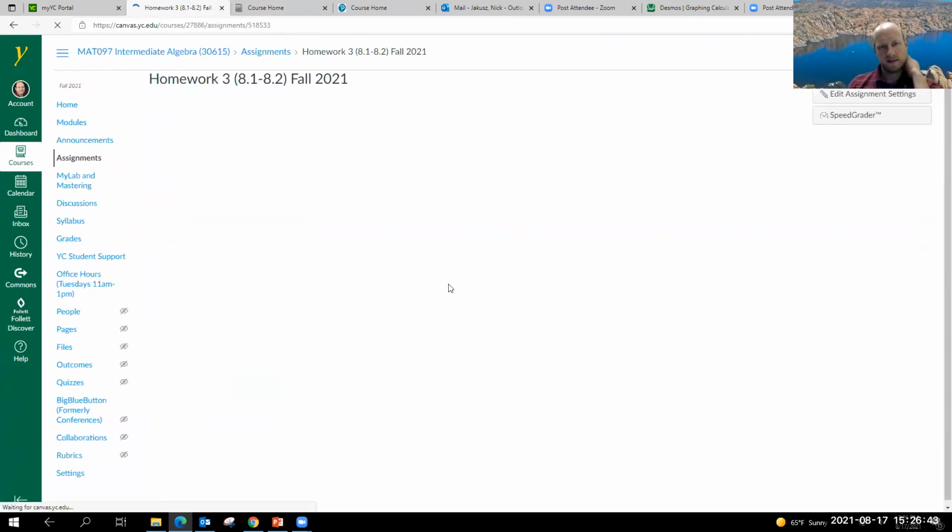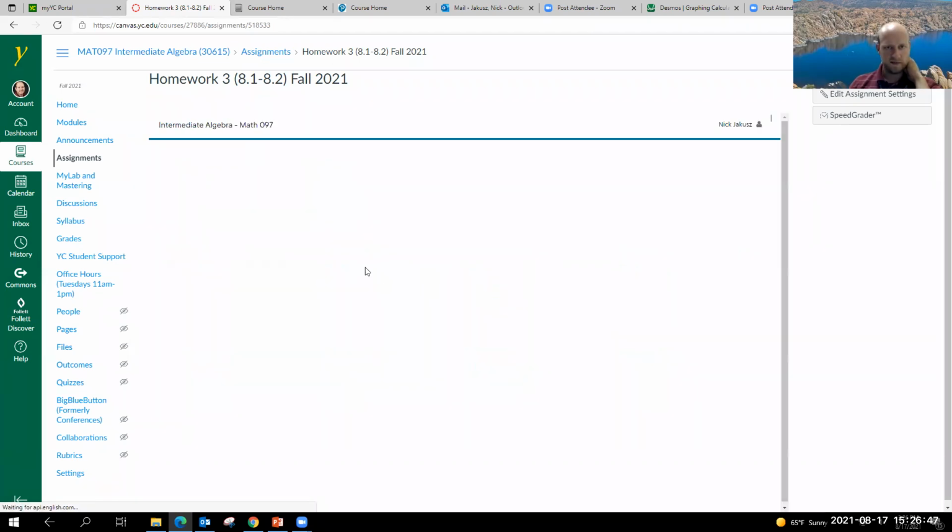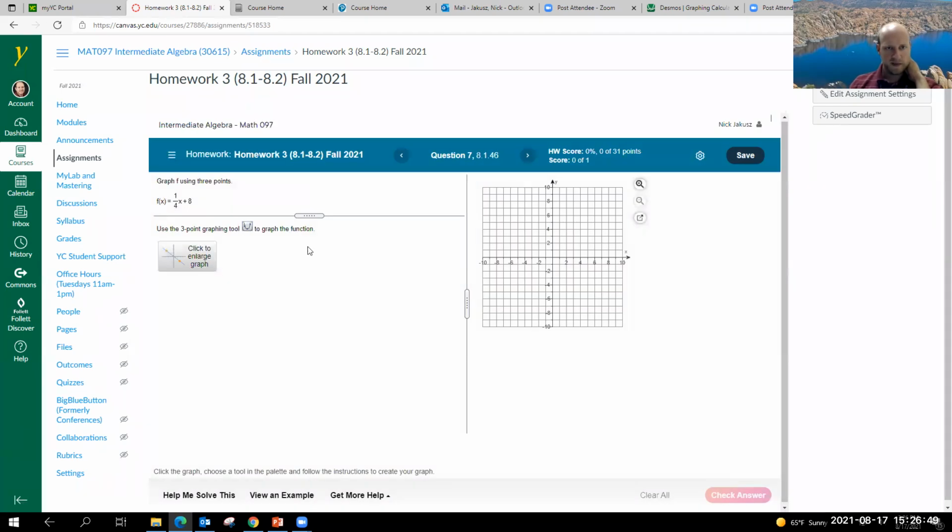Here we go. I think this will take us into it. I wanted to talk about number 7 really quick, and then number 9. They want you to use a graphing tool to graph this. It actually says graph f using 3 points. This is f of x equals 1/4 x plus 8.